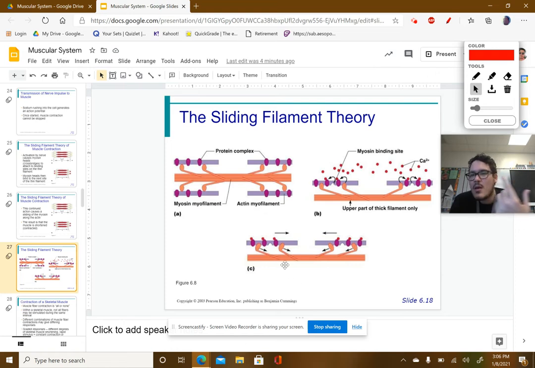Here we can see in 2D form what's going on with sliding filament theory as far as the myosin attaching to actin, the myosin heads moving across the actin and dragging everything in.